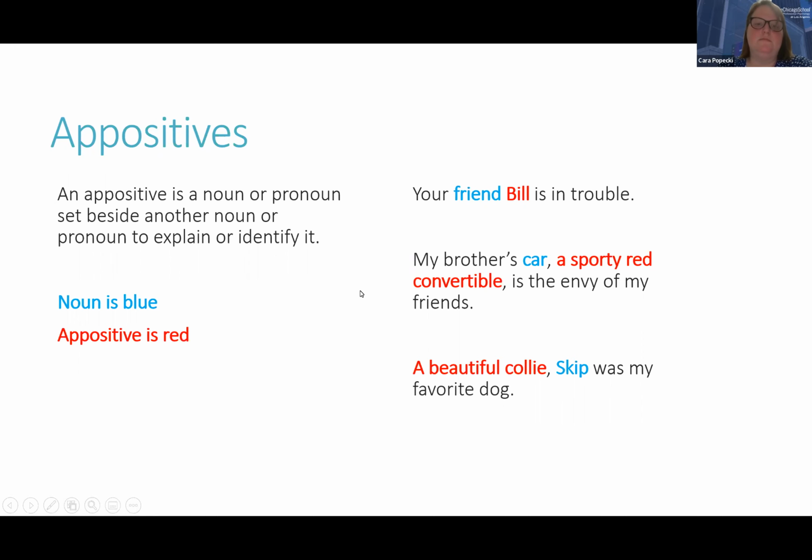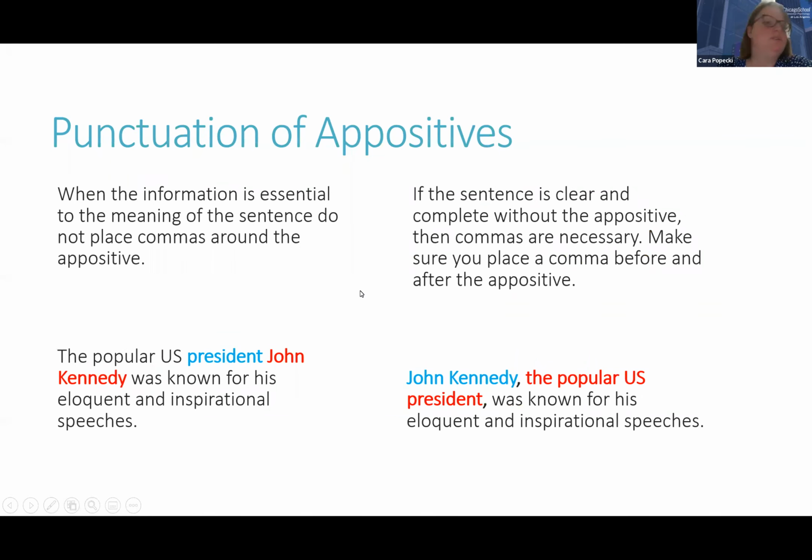So let's look at some more examples. When the information is essential to the meaning of the sentence, you don't need to place commas around the appositive. In this example, the popular US president John Kennedy was known for his eloquent and inspirational speeches. It's important to know which president we're talking about, so we don't need a comma to separate it. However, if the sentence is clear and complete without the appositive, then commas are necessary.